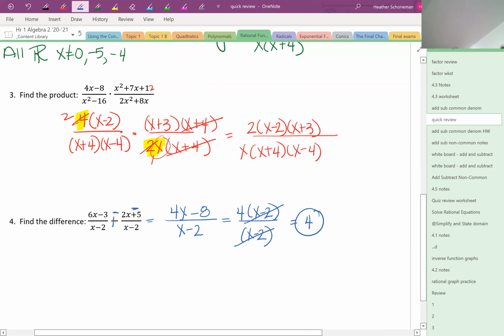So this is a good review to show the difference between the different types of problems. Next time, we're going to add and subtract. When we add and subtract, the denominators won't be the same. So we're going to have to make them the same first, and then we can add or subtract them.